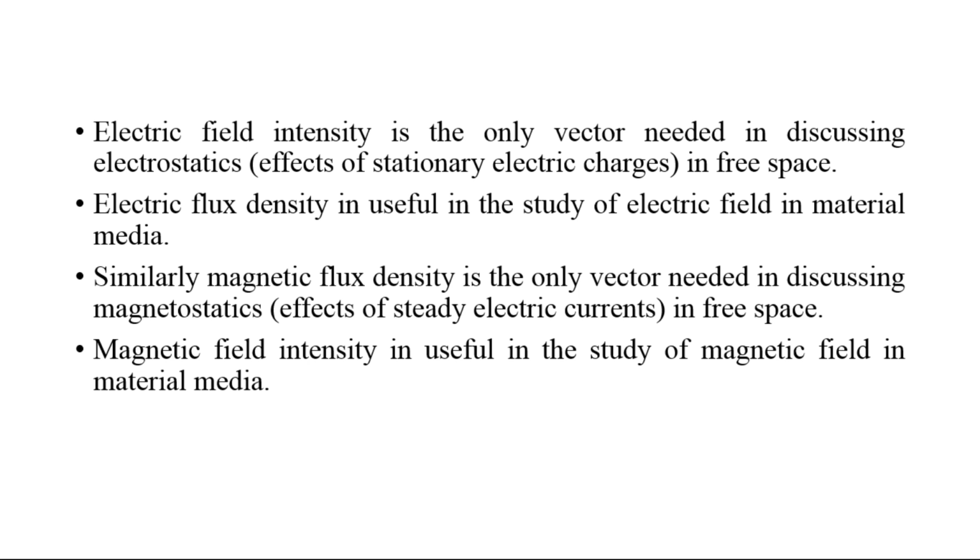I am repeating it again. When there is no time variation, it means that when the electric and magnetic fields are not changing with respect to time, the electric field quantities E and D, and the magnetic field quantities B and H form two separate vector pairs.